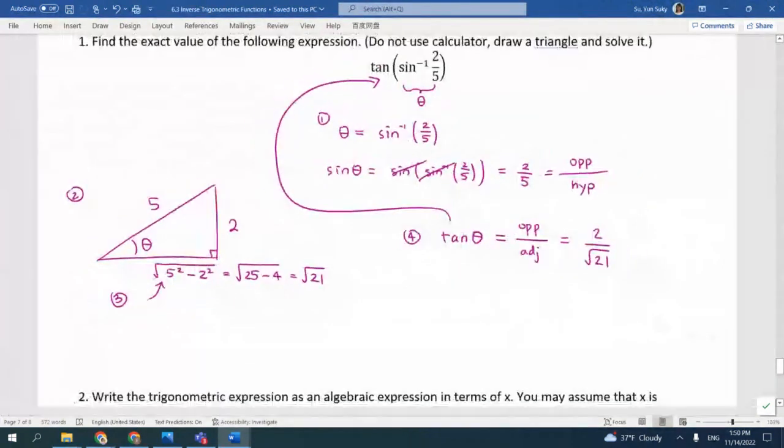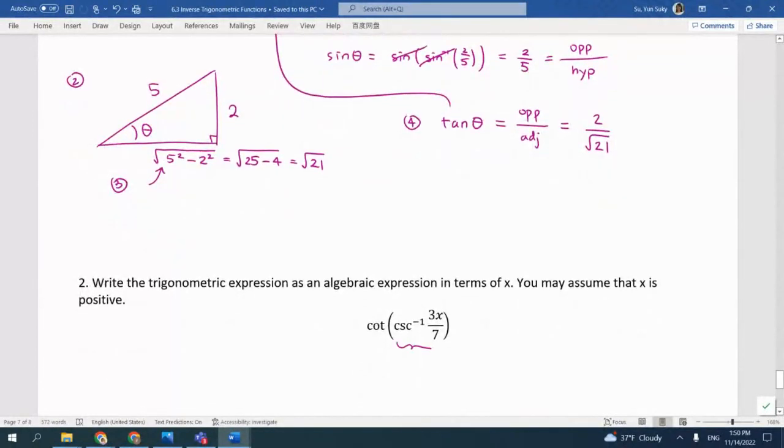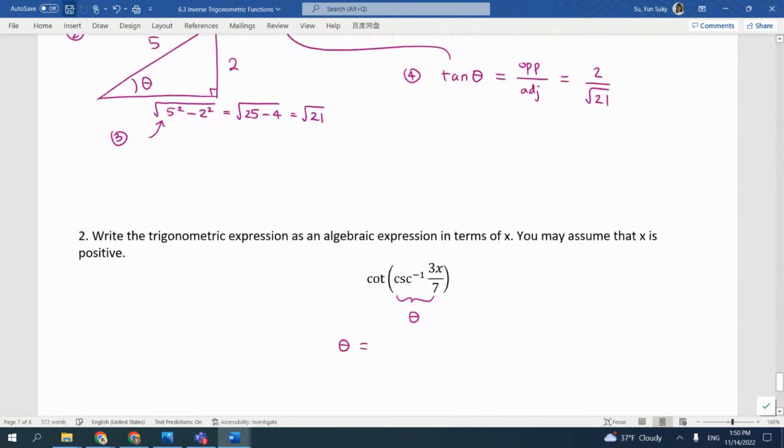Okay, so how about the next problem? What's your step 1? Call this theta. So that means theta is inverse cosecant of 3x over 7. What does that mean? How do you get rid of the inverse cosecant? You apply cosecant. That equals what?